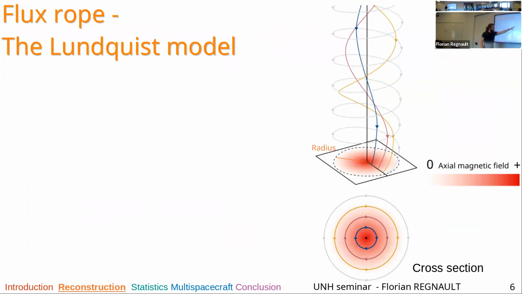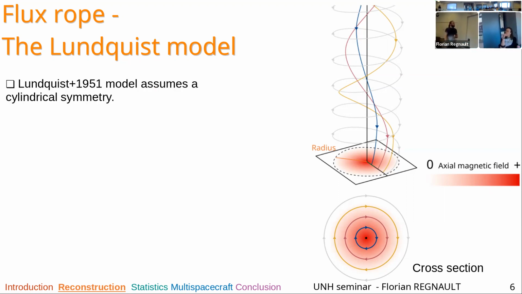So you can see here a schematic of the magnetic field structure where you have these helicoidal or twisted magnetic field lines around the axis that you can see here. One interesting property is that we have more twisted magnetic field lines on the outer parts of the CME, whereas the magnetic field lines closer to the axis are less twisted. This model was developed in 1951 by Lundquist and then adapted to CMEs by Lepping in 1990.